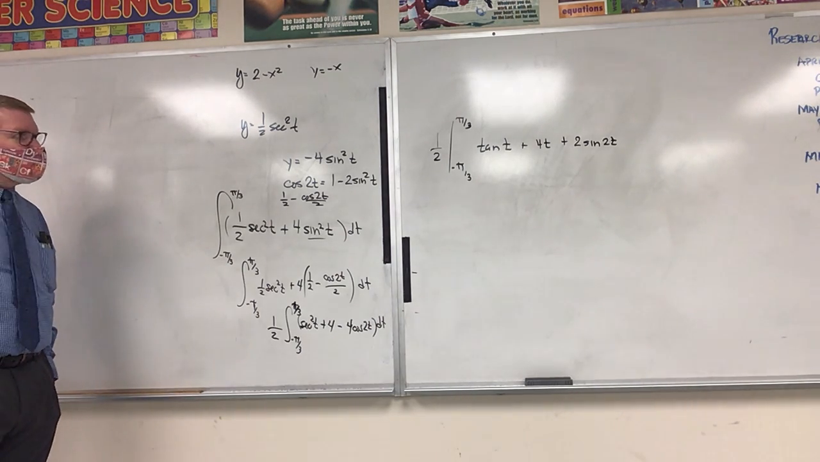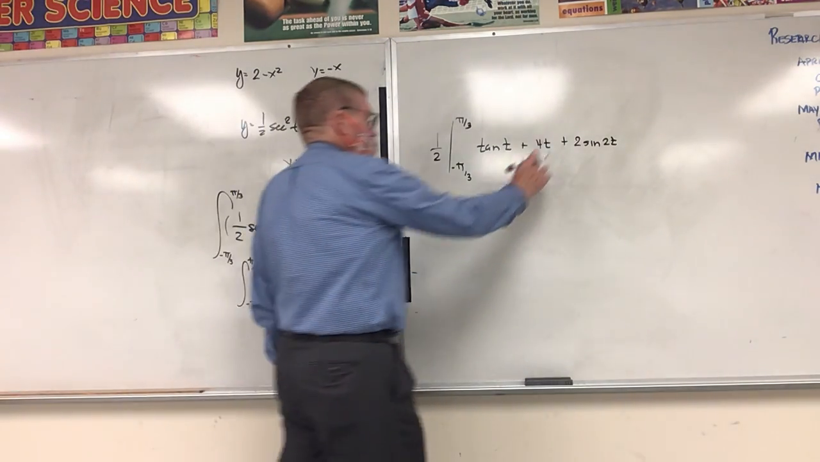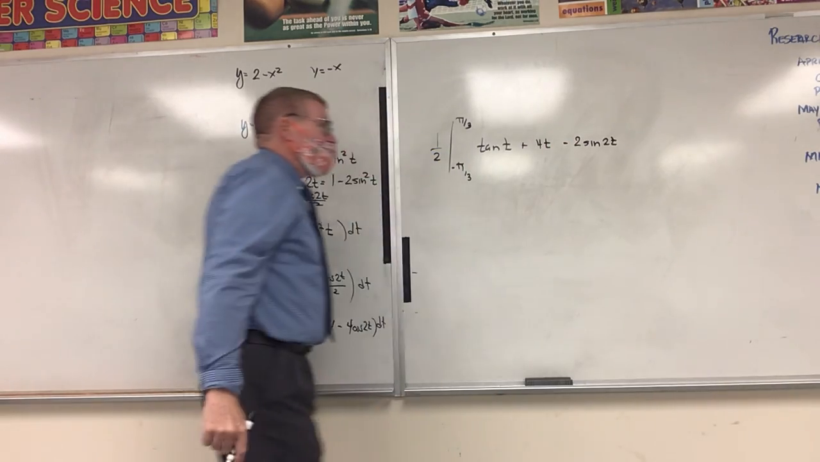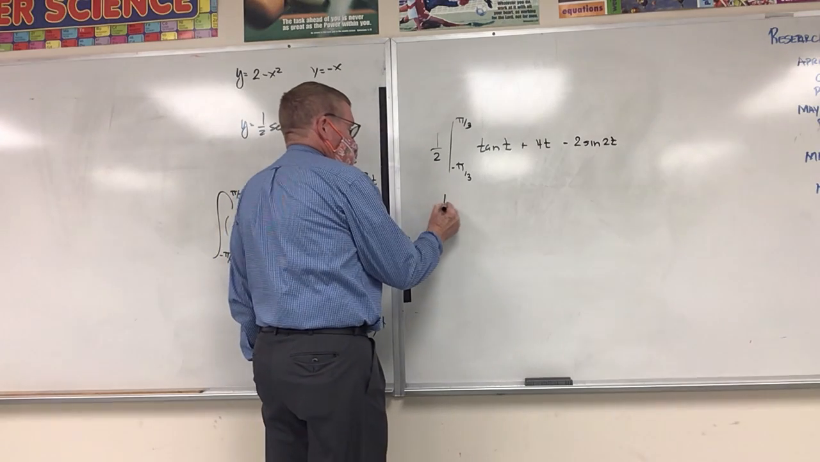Wait, how's it plus? Because it's minus. Because the integral of cosine would be negative sine. The antiderivative of cosine is sine, because the derivative of sine is cosine. Alright, the derivative of cosine is negative sine. Correct? No? Alright, I was wrong. You're correct.